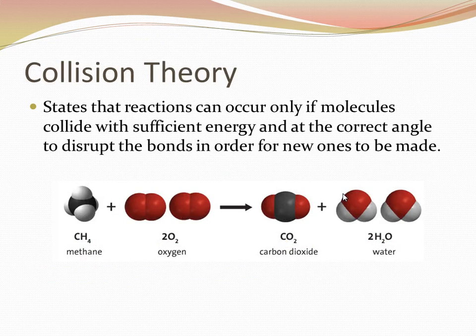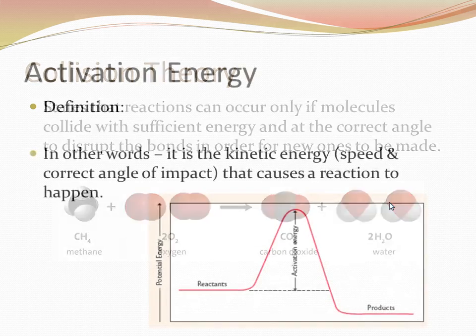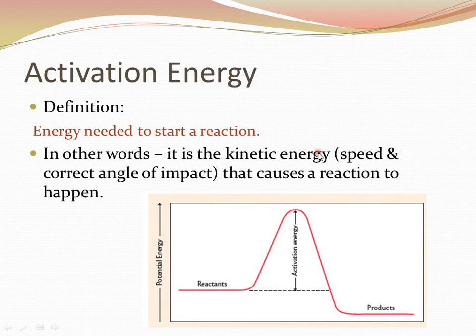So, in a nutshell, the collision theory: reactions can occur only if the molecules collide with sufficient energy, and in this case, they get a lot of that energy from the speed at which they are moving. They also have to collide at the correct angle to disrupt those bonds and for new ones to be made. The energy that's required for those bonds to be broken or to start the reaction is called activation energy.